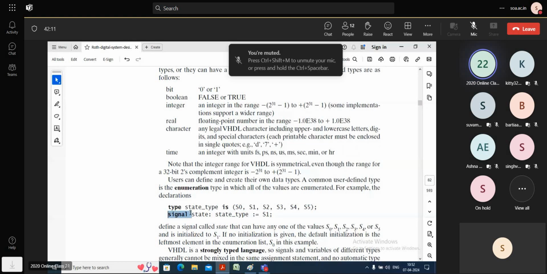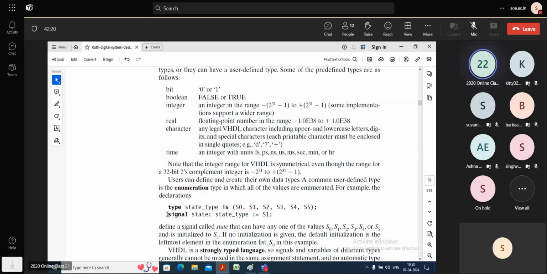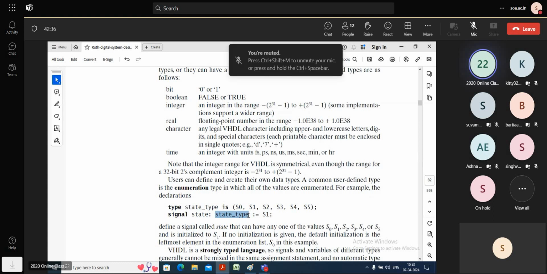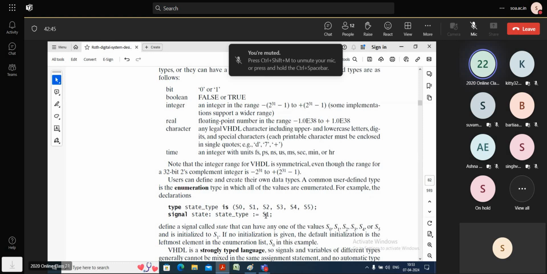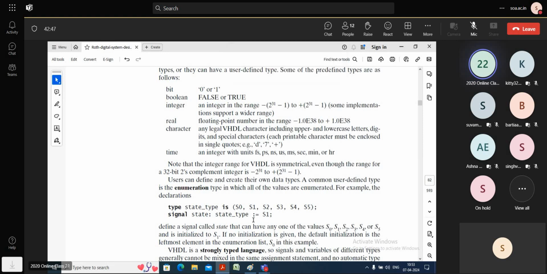Then we are defining a signal. You have to use the signal keyword, then the signal name, which we have given as state, and next we are mentioning the type. Already you have created one user defined data type, state_type, so that type I am mentioning, and here I have written colon equal to S1. This means the state is initialized to S1.